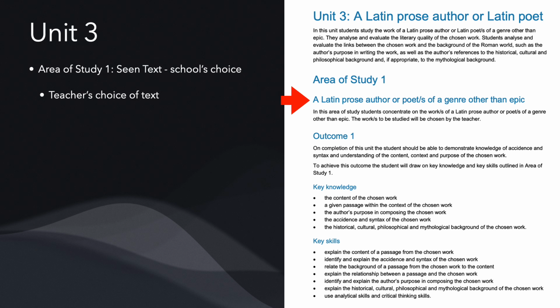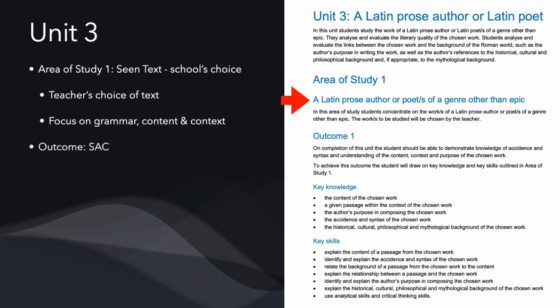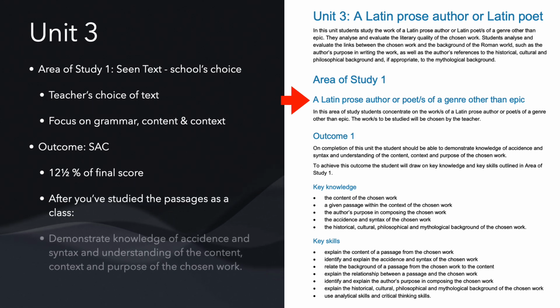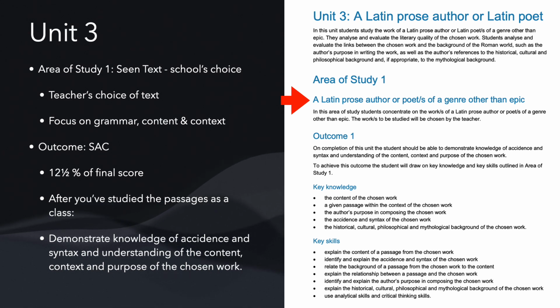The focus of it is pretty interesting. It's a focus on grammar, content, and context. So if we have a look at the outcome for it and work backwards from that, the outcome is 12.5% of your final score, so pretty substantial. You read it through together as a class, so it's a seen text. You study the whole thing as a class, and then you've got to demonstrate your knowledge of the accidence and syntax and understand the content, context, and purpose of the chosen work.